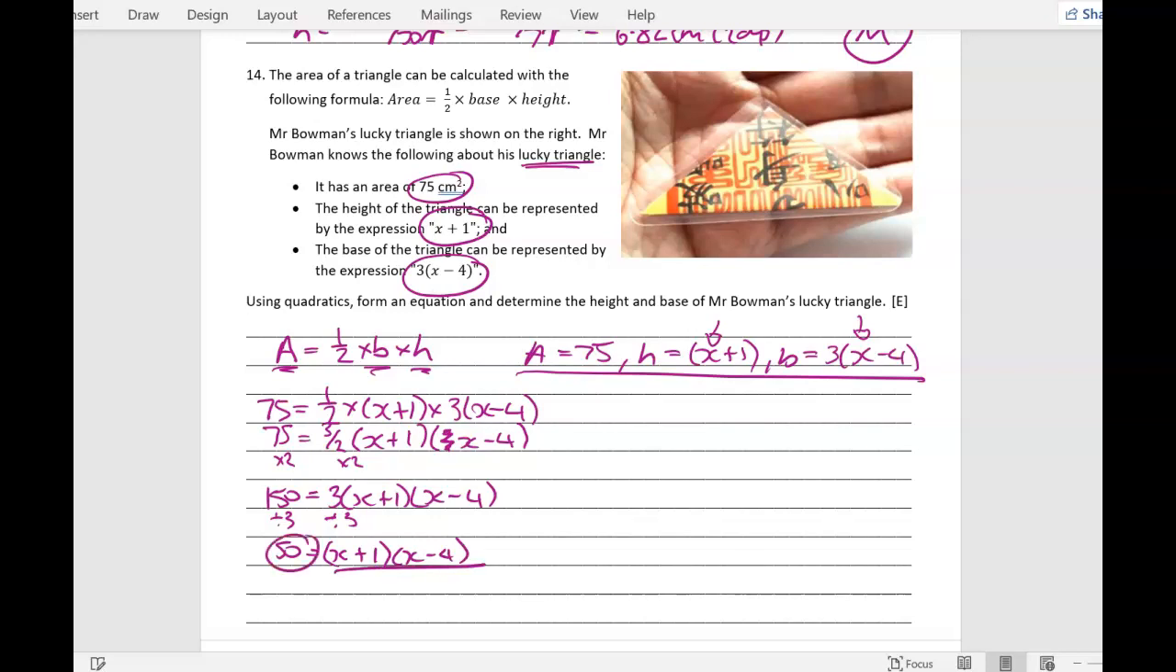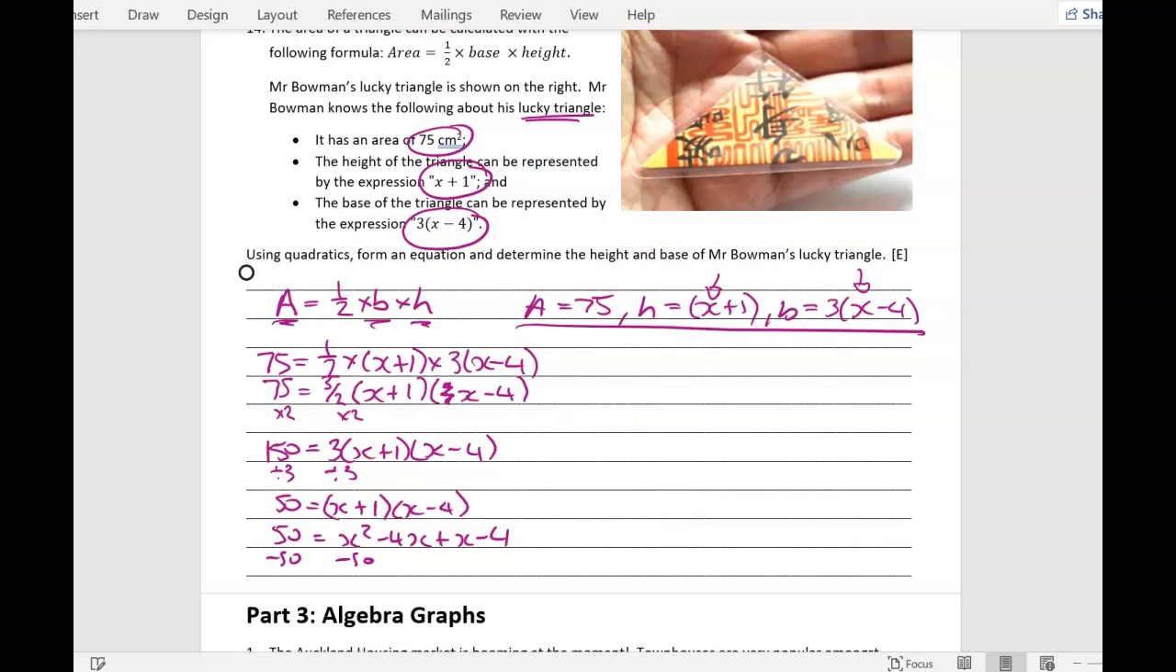I'm now going to go ahead and solve. It's factorized already, but it's not equal to 0, so that's a problem. Unfortunately, I'm going to have to expand, undo the factorizing, and then shift over the 50 as well. So 50 is going to be equal to x squared minus 4x plus x minus 4. We're then going to do minus 50 on both sides. Just scroll down a little bit. Oh, no, I'm going to move my working up here. That means 0 is equal to x squared minus 3x minus 54.